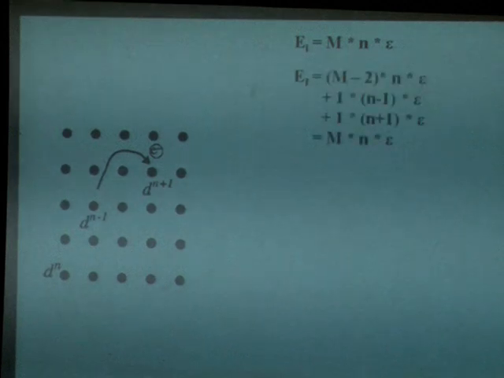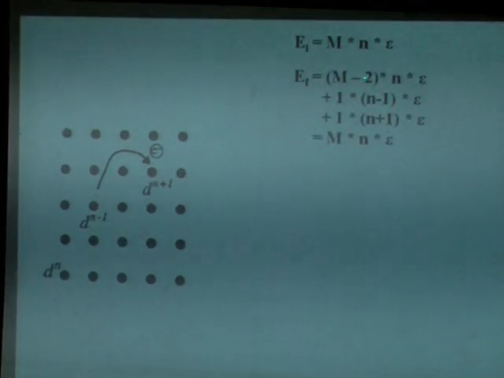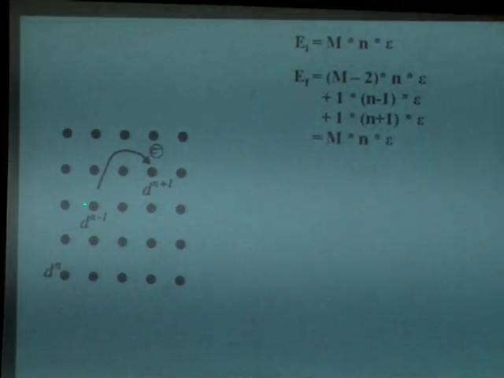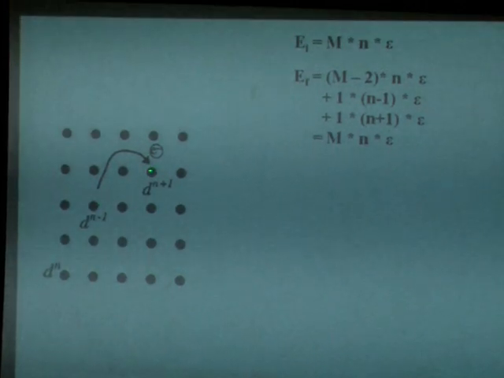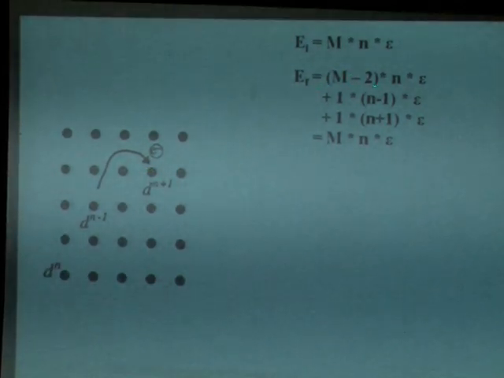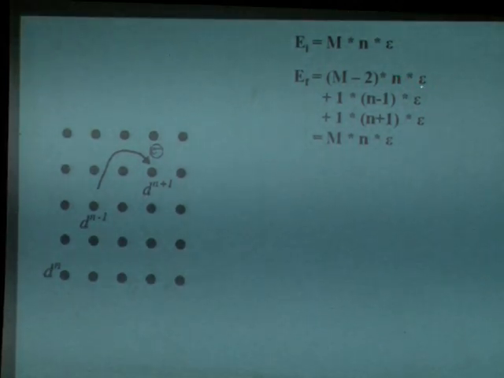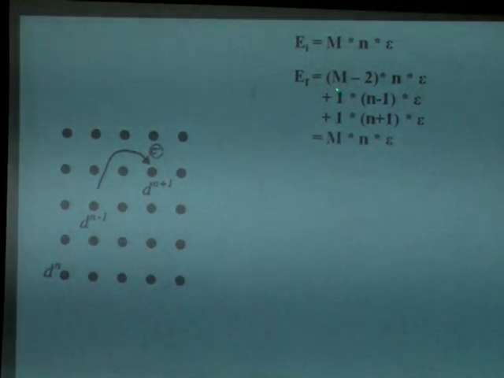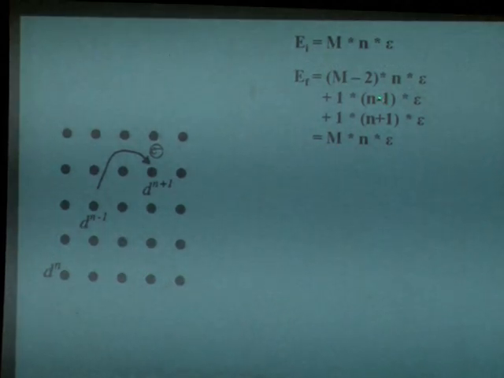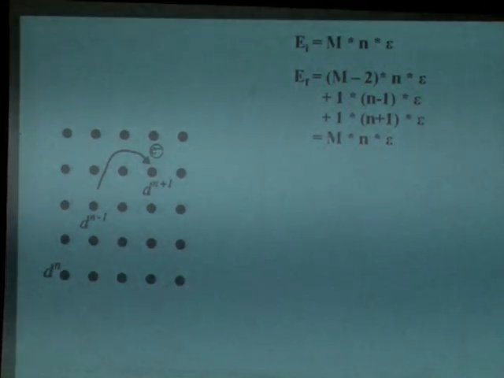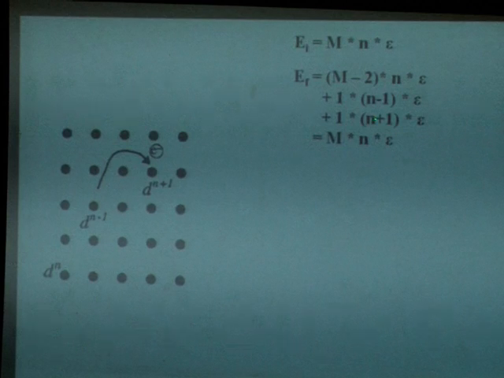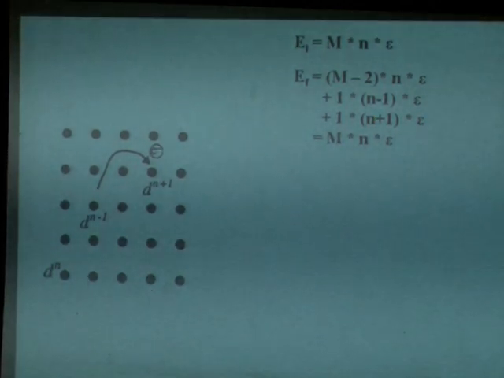After the hopping, I have removed these two sites: one site that has fewer electrons, one site that has more electrons. So I have M minus 2 sites which still have n electrons, correct? And they have epsilon energy. I have one site with n minus 1 electrons, which is epsilon energy, and I have one site with n plus 1 electrons, which is epsilon energy. Of course, if you add together, you get Mn.